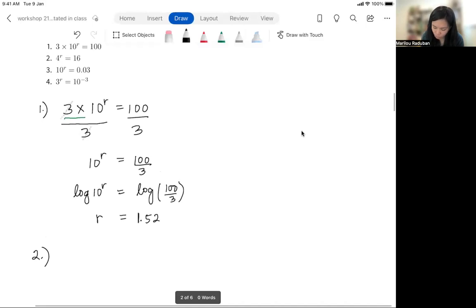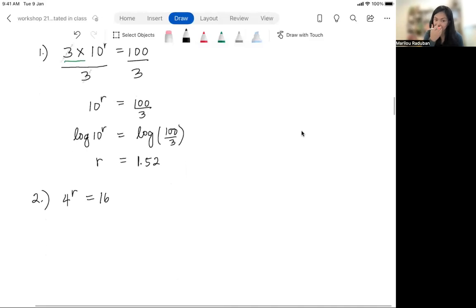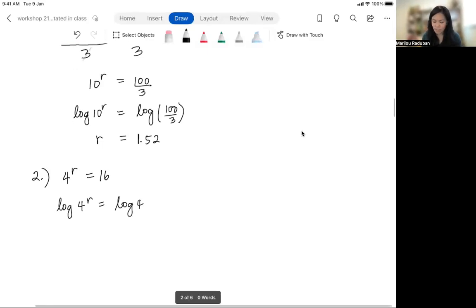So the next question: 4 exponent r is equal to 16. So you have this exponential equation. The base is 4. Even if the base is not 10, to undo that exponential, it will still be the log. So you still get the log of both sides, and you can just get the log right away because the exponential equation is by itself. Nothing is being multiplied, divided, added or subtracted to it.